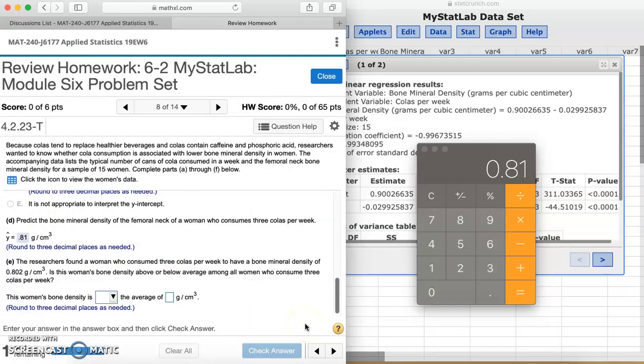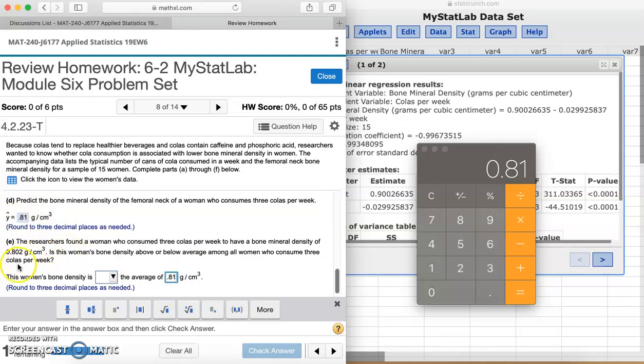Fantastic. All right, the researchers have found a woman who consumed 3 colas per week to have a bone mineral density of 0.802. Is this woman's bone density above or below average among all women who consume 3 colas per week? So this right here is the average for people who consume 3 colas per week, that is 0.81. So we can go ahead and put that here, 0.81. And if hers is 0.802, that is less than 0.81. So that tells us her bone density is below the average of 0.81, which is just our answer from right here. That would be the average for someone consuming 3 colas per week.